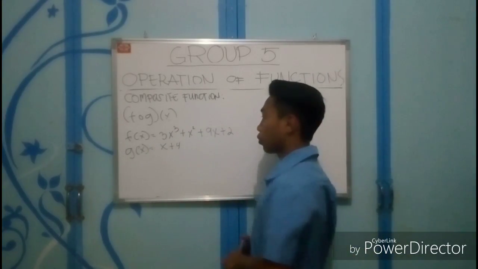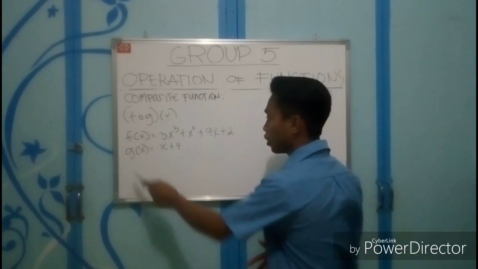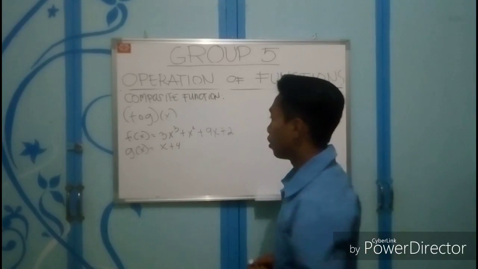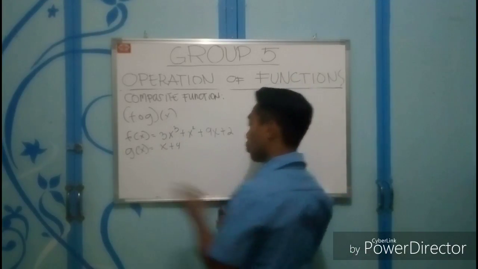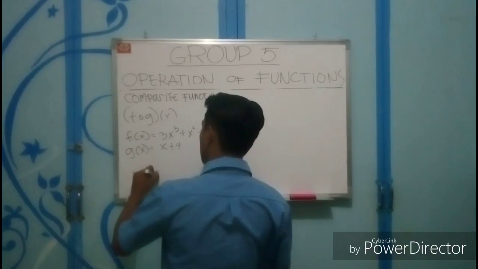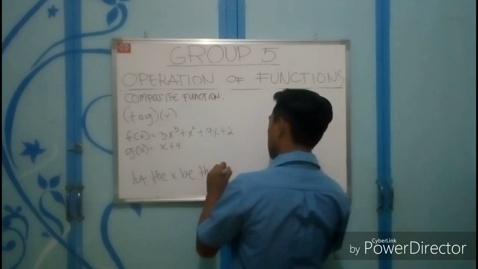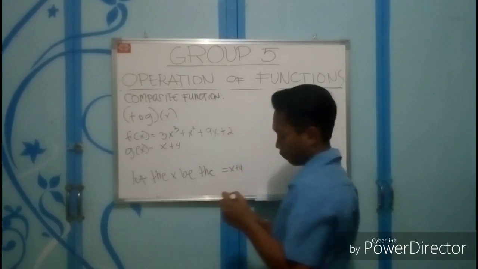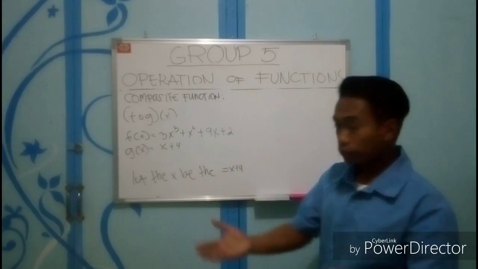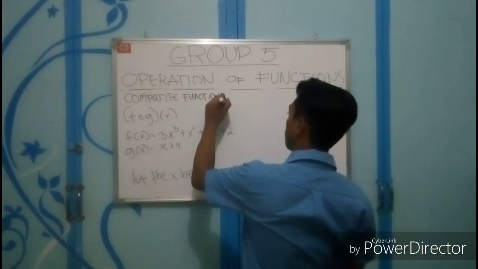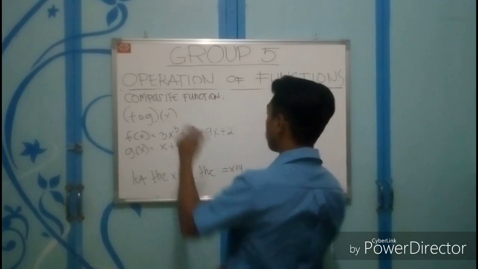F of x is equal to 3x cubed plus 3x squared plus 9x plus 2. Then g of x is x plus 4. So, as usual, g of x is the x. Let the x be x plus 4. So, we'll proceed to the solution. Since x is equal to x plus 4, we can transpose it into this.